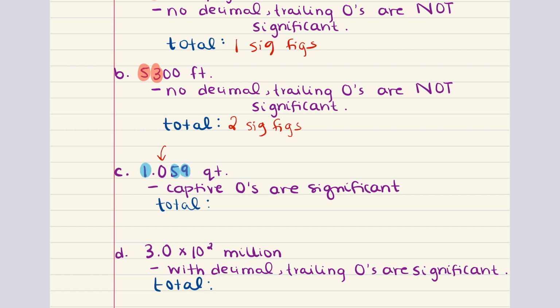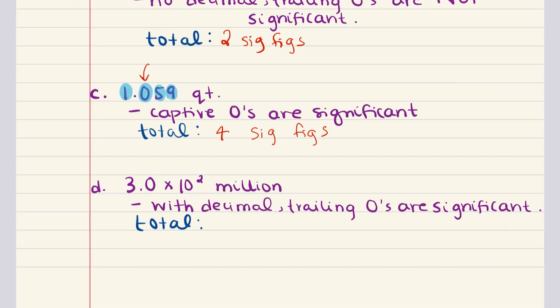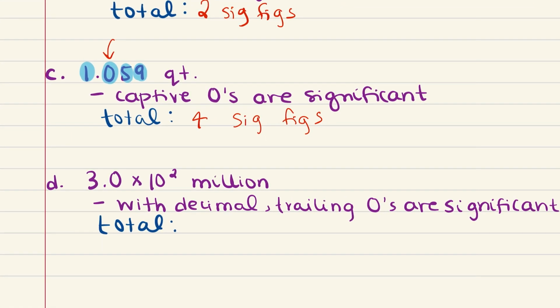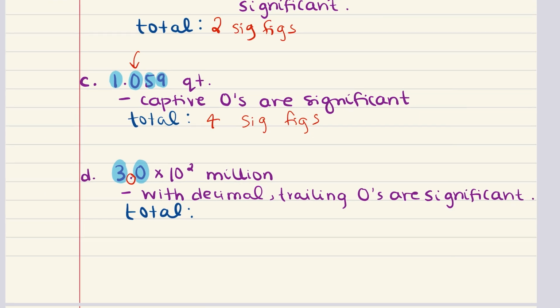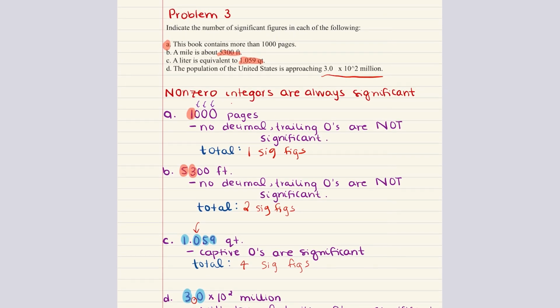So actually, 1.059 has a total of 4 significant figures. And then part D says, the population of the United States is approaching 3.0 times 10 to the 2 million people. Okay, looking at this number, we have 3. This is a significant figure since it's a non-zero digit. And then we have this trailing 0, but thankfully there's a decimal place. So with a decimal point, trailing zeros are significant. So this number has 2 significant figures. Wonderful. And with that, we've answered problem number 3.